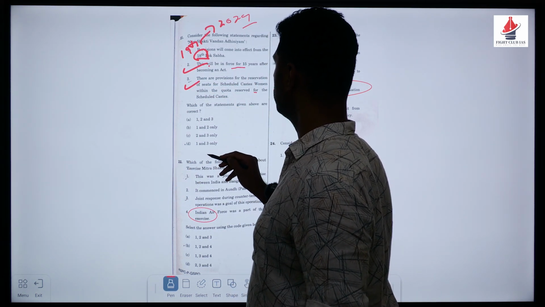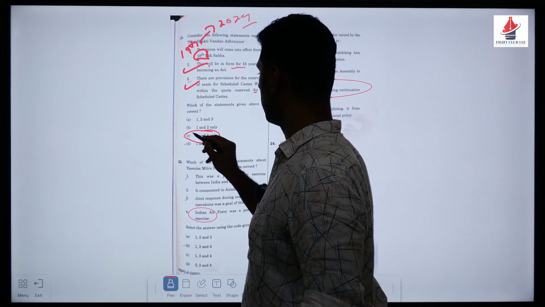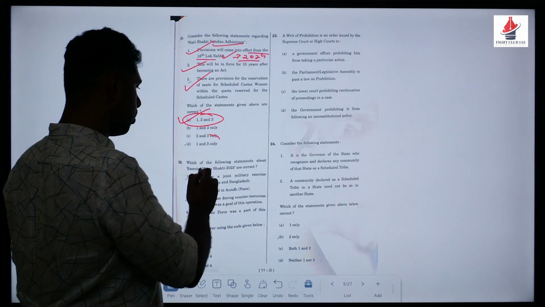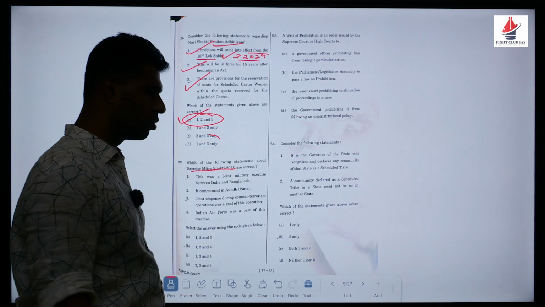So, looking at this, we can say 2 and 3 is the right answer. Clear? Moving on to the next one, Exercise Mitra Shakti 2023.